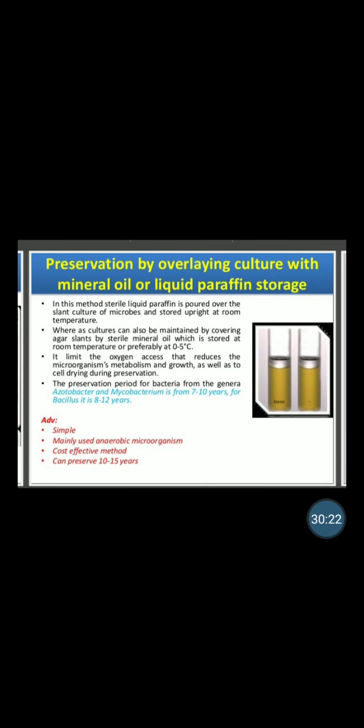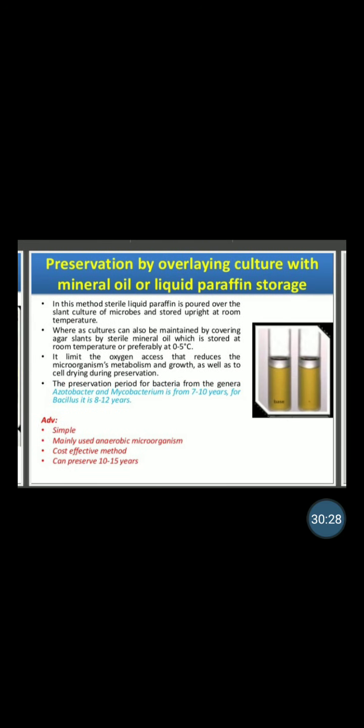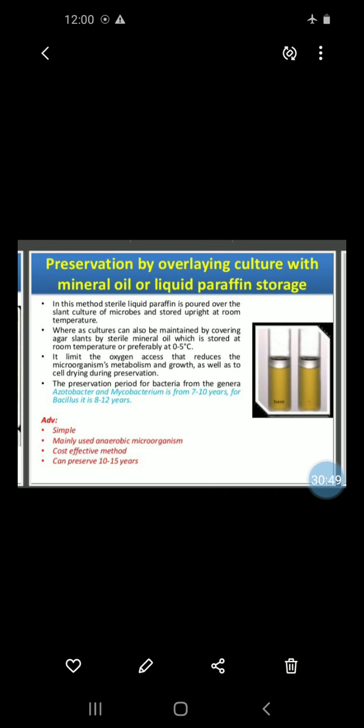Then next, preservation by overlaying the culture with mineral oil or liquid paraffin. This is the last method. In this method, sterile liquid paraffin is poured over a slant culture of microbes and stored upright at room temperature, where the subculture can also be maintained by covering the agar slant with sterile mineral oil, which is stored at 0 to 5 degrees Celsius. It limits the oxygen, as it reduces the microorganism metabolism and growth, as well as cell drying during preservation.